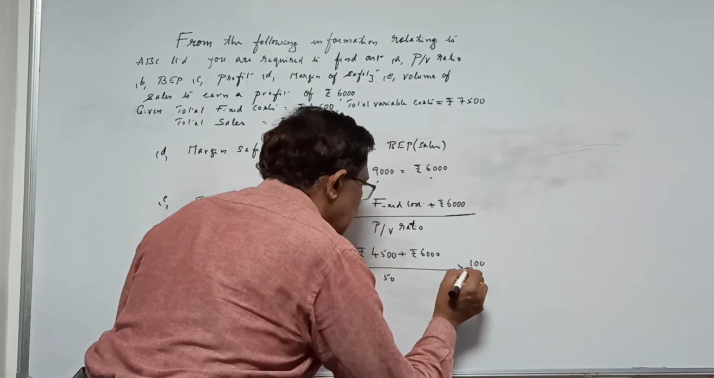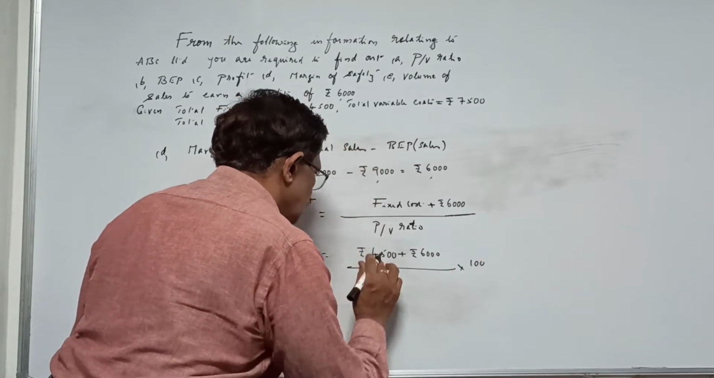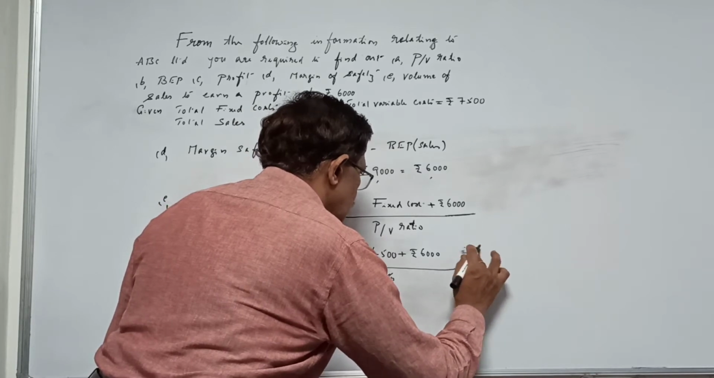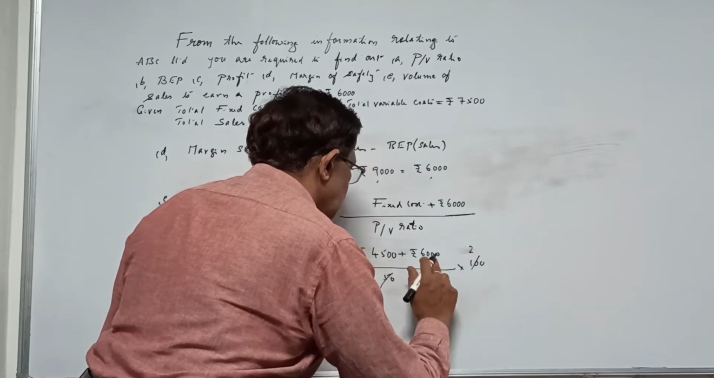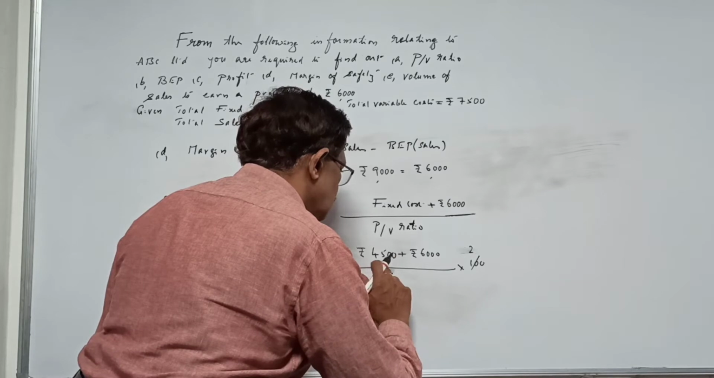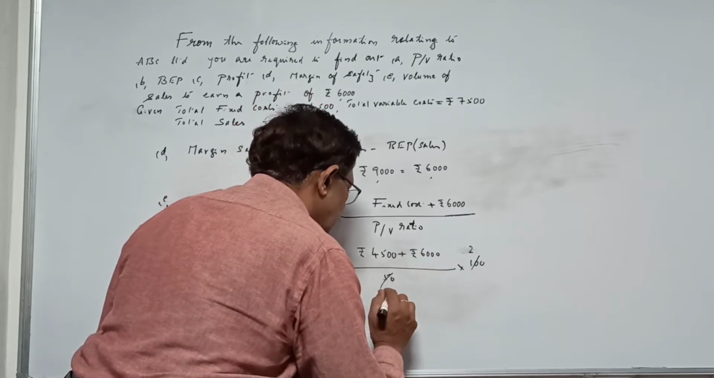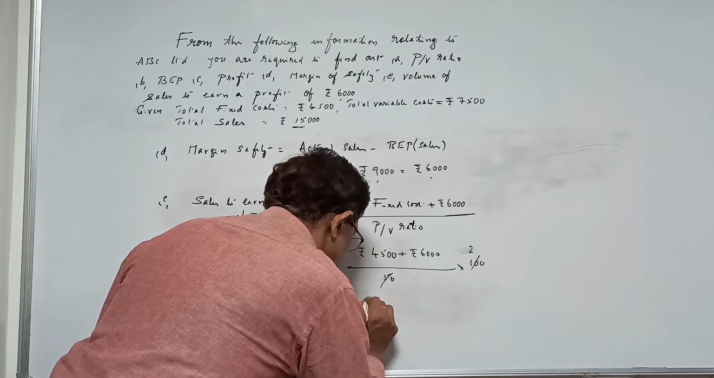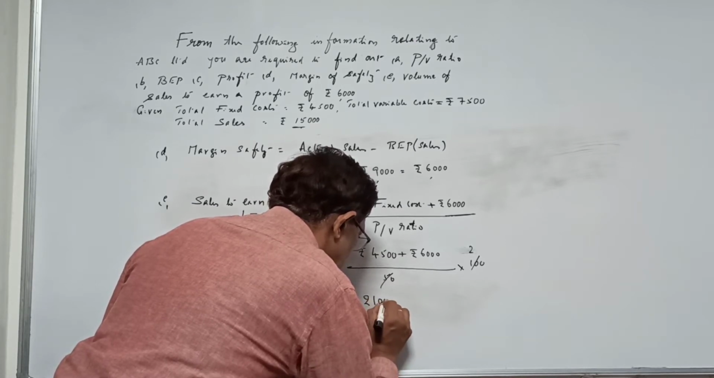So I am taking 100 in the numerator. So this goes 2 times. Then this is nothing but 10,500 multiplied by 2. So this gives you 21,000.